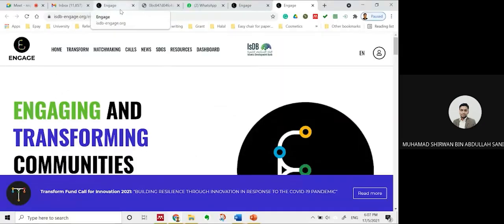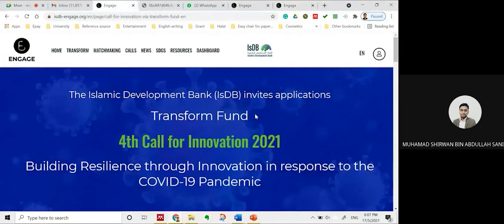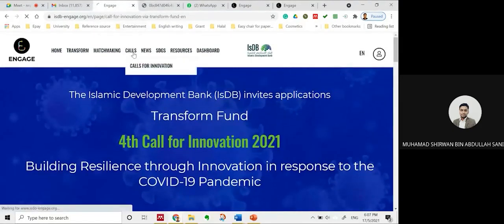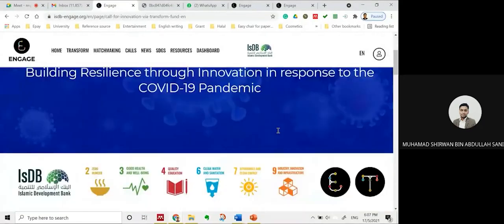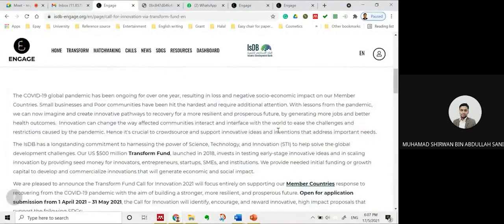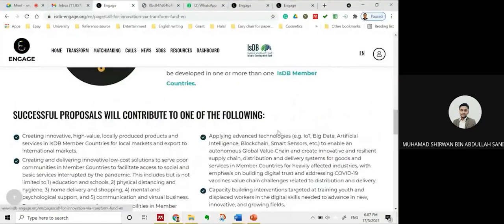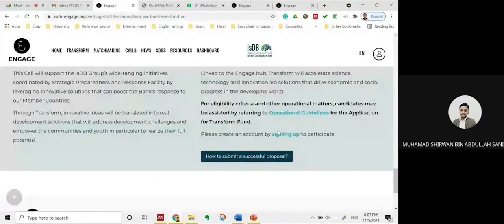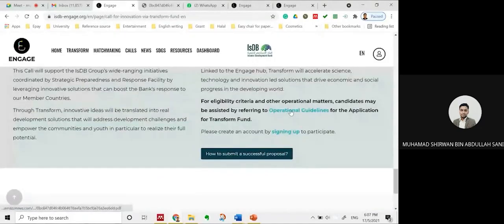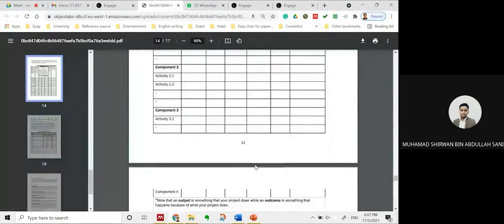Okay, for this one, you can go to this website, ISDB, and then you can go to the call for innovation. Okay, so they will open this page. So where to download the guidelines, you go to the bottom of this page. Okay, this is the operational guidelines. So you click this operational guideline, and when you click this one, you will get this guideline.